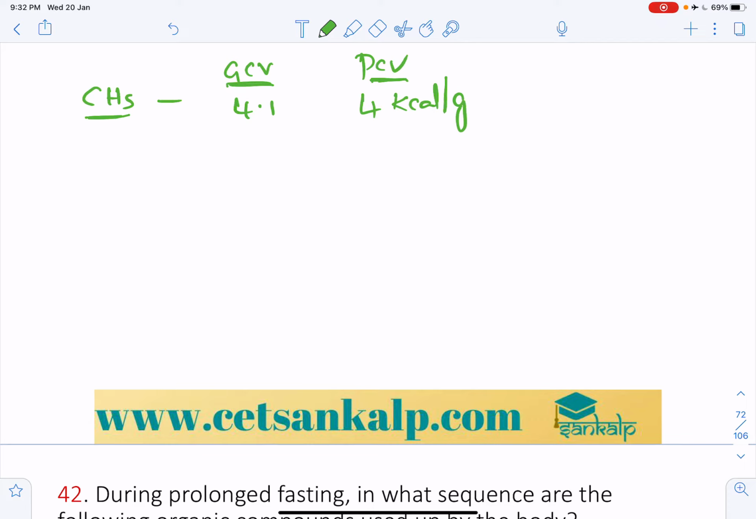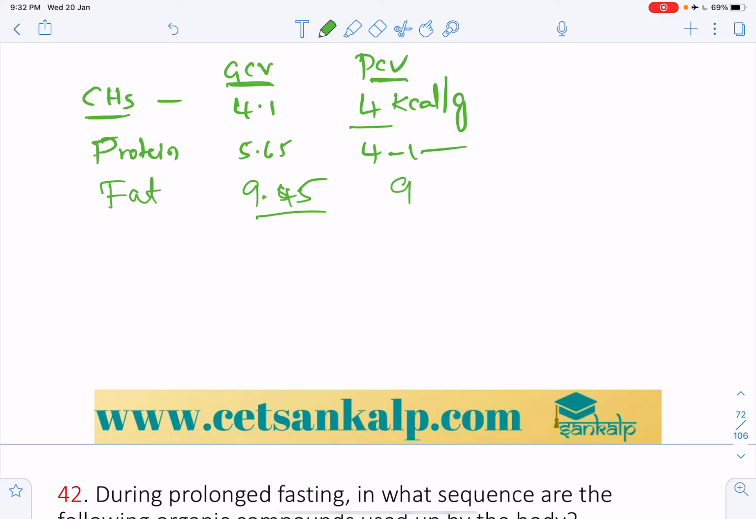Carbohydrate calorific value is 4. Next, in case of protein, the gross calorific value is 5.65, something around there, and the physiological calorific value is 4. And for fat, the calorific value is 9.45, and the physiological value is 9.